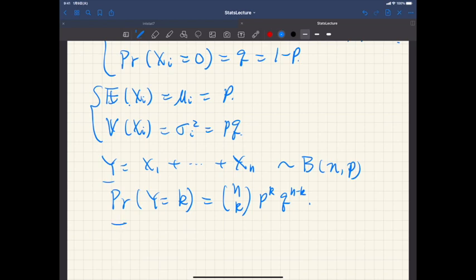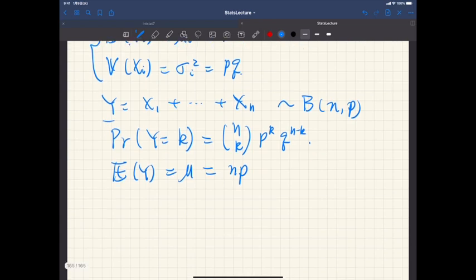And the mean of y, which we call mu, is given by np. And the variance of y, which we call sigma squared, is given by npq. So we've done this before again. Now, let's apply the central limit theorem to this problem. So let's check if this random variable y satisfies the condition for the central limit theorem.